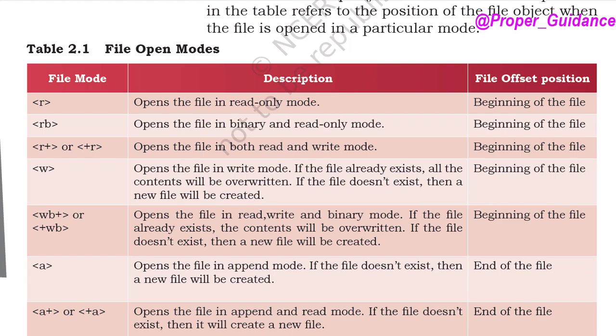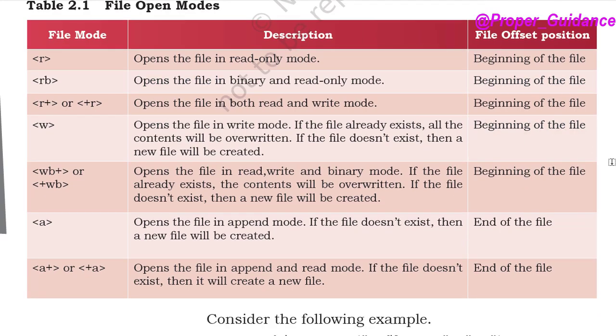w opens the file in write mode. If the file already exists, all the contents will be overwritten. If the file does not exist, then a new file will be created, at the beginning of the file. wb+ or +wb opens the file in read, write and binary mode. If the file already exists, the contents will be overwritten. If the file does not exist, then a new file will be created. It is also at the beginning of the file.